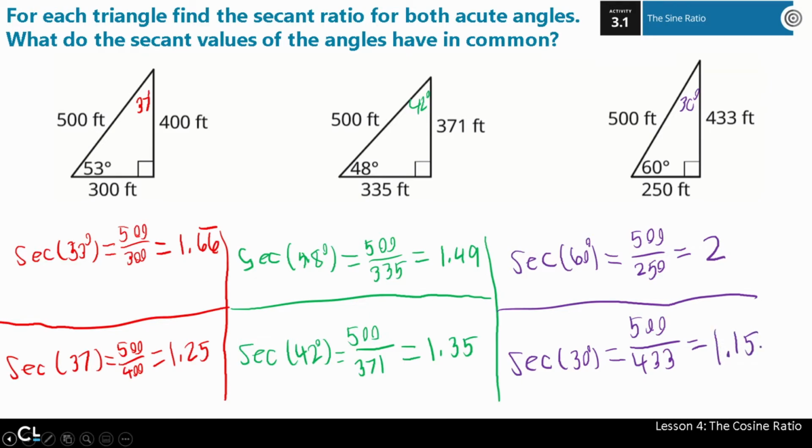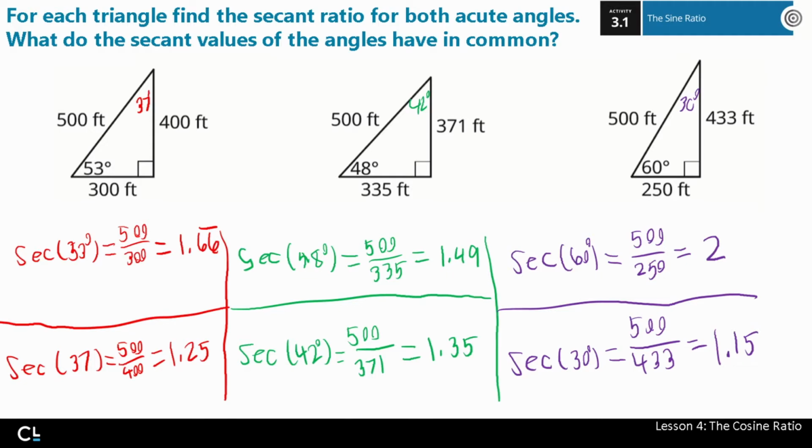So now we found our secant of all the angles in these acute triangles, right? And what do we notice? Let's find our biggest angle here. Our biggest angle is 60, right? And our secant is at 2. And then the closer we get to 0, so as we go smaller and smaller, our number gets closer to 1 again. So this is the same pattern we notice with our sine function, right?